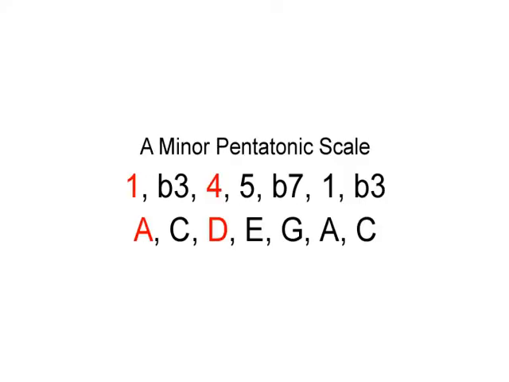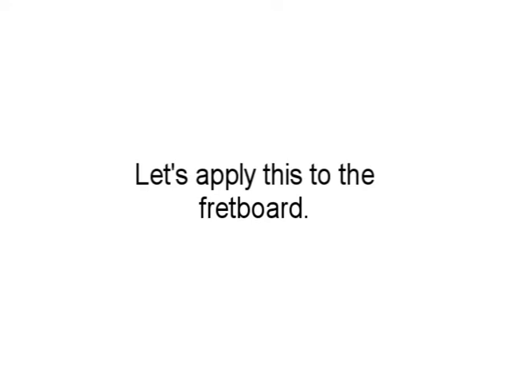From the root to the perfect fourth is obviously a perfect fourth. From the minor third to the perfect fifth is our only major third. Perfect fourth to minor seventh is a perfect fourth. Perfect fifth to the root is a perfect fourth. And finally, the minor seventh to the minor third of the scale is our last perfect fourth. Now if you're a little confused by this, let's just look at the fretboard.